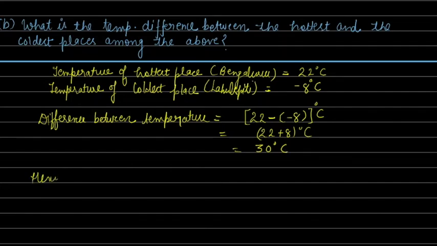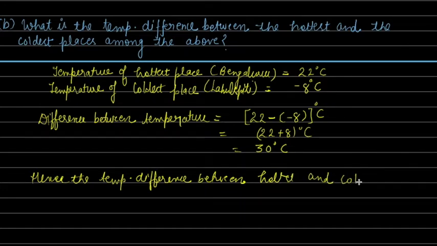Hence, the temperature difference between, it is important that you write the complete statements, right? Hottest and coldest place is how much? 30 degrees Celsius. Okay.